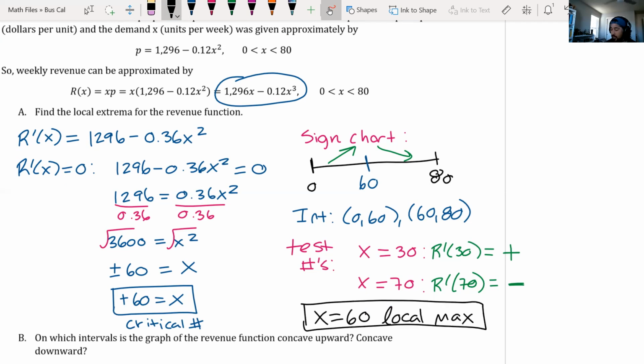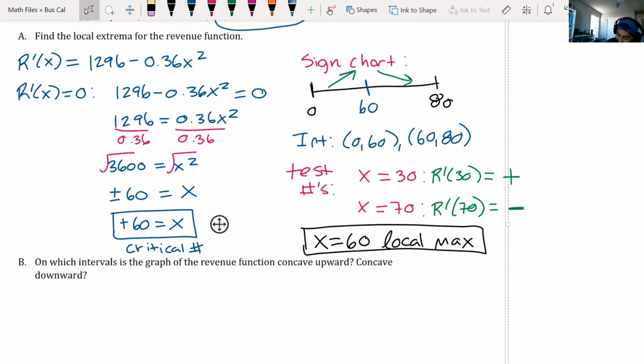I looked at the MML homework and I don't think they want you to plug it into the original function. They just want you to say, where's your local max at? And you say x equals 60. Okay. Any questions on that one? No, no more.